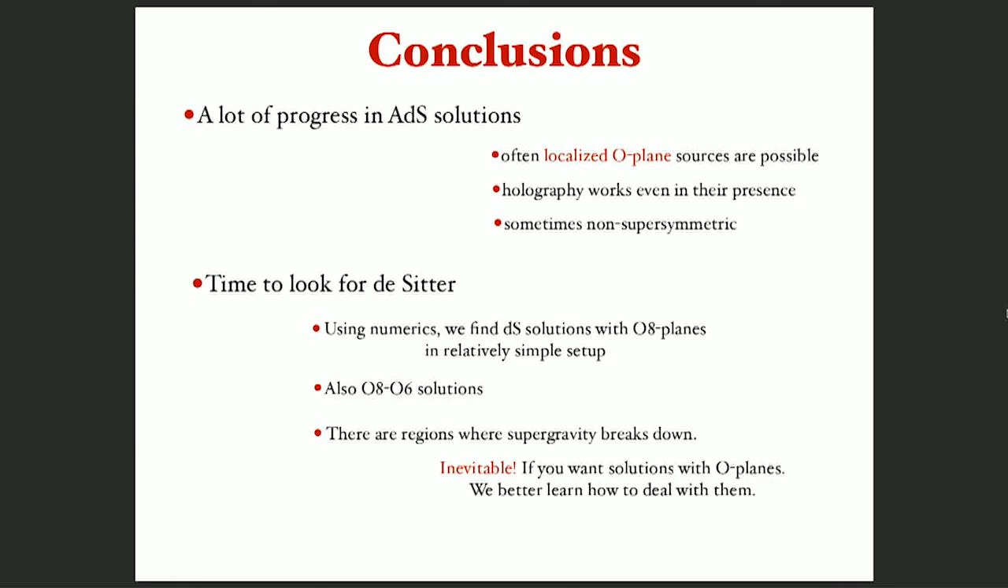Using numerical analysis, we started finding some solutions. There are, of course, in these solutions, regions where the supergravity approximation breaks down. And so you might be disappointed by this, and you might say, okay, go home, you haven't achieved anything. But this is inevitable. We always said that we wanted some solutions with O planes in order to find the de Sitter solution. Well, okay. If you do want solutions with O planes, you better learn how to deal with them.